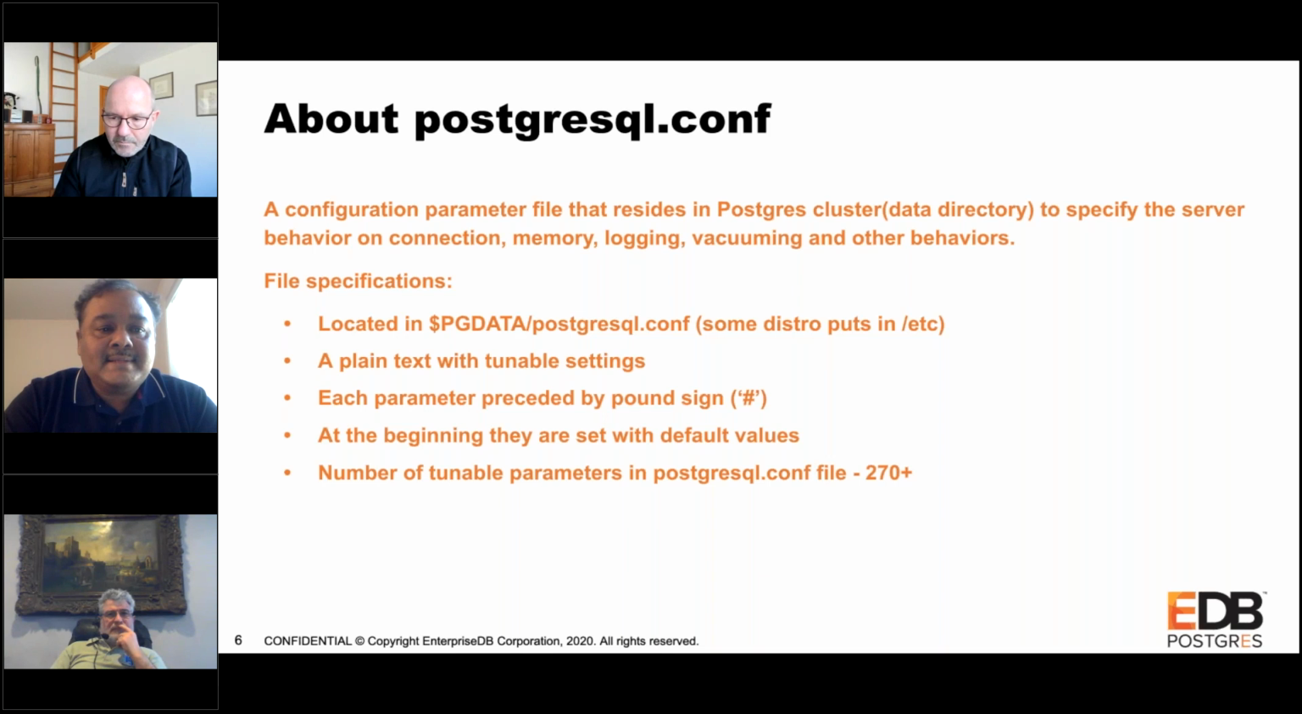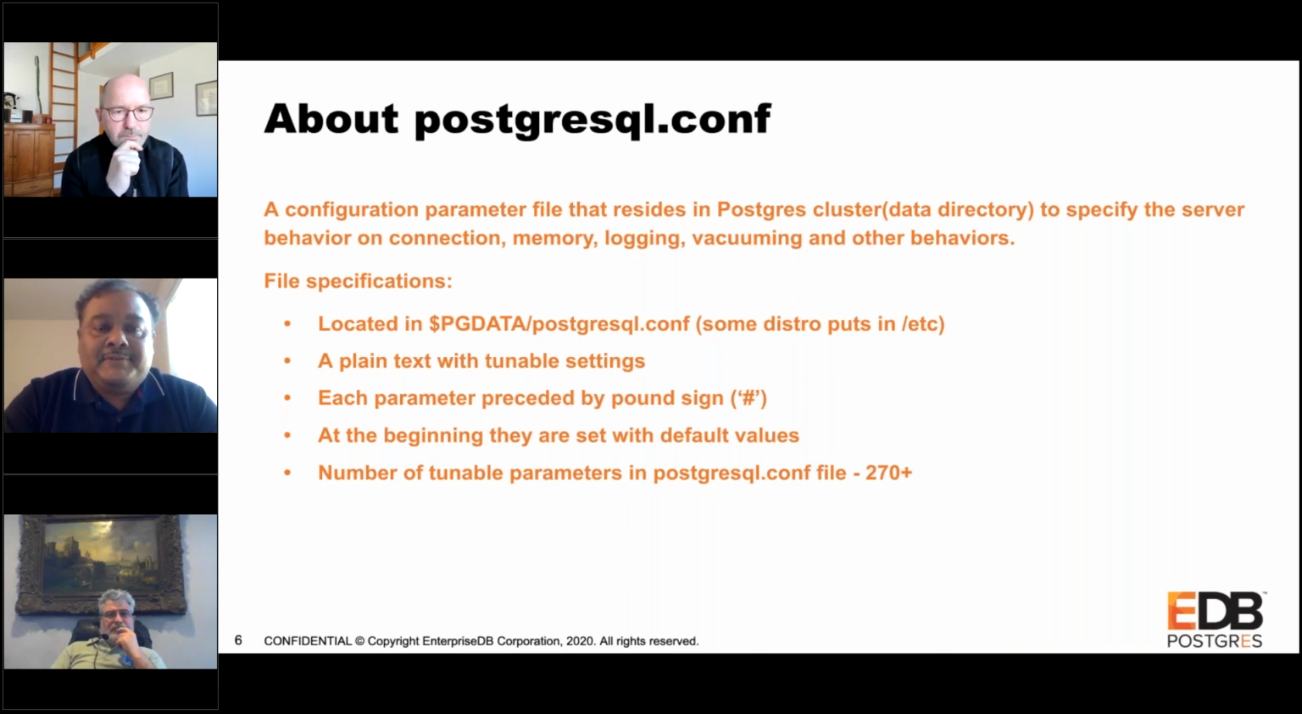Now, where do you find this postgresql.conf file? It's in a cluster. In the Postgres world, we call the data directory a cluster. In that cluster, you'll have a postgresql.conf file. Some distros will put it in /etc, but generally it's in PGDATA, as we call it. It's simple plain text. You can edit it, see all the parameters, and set the values there.